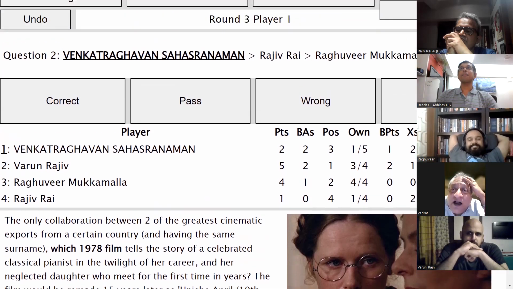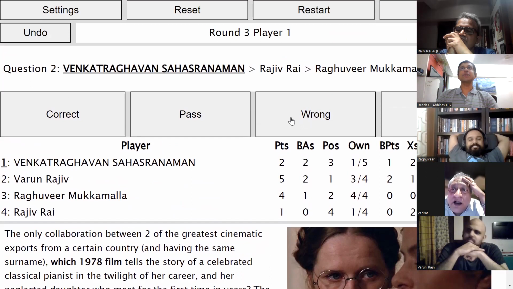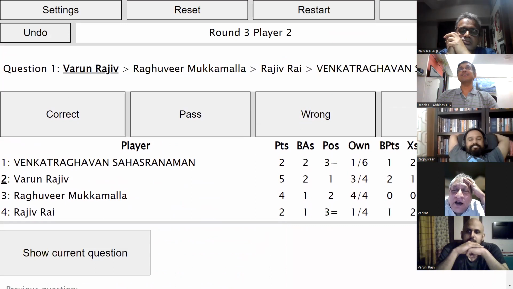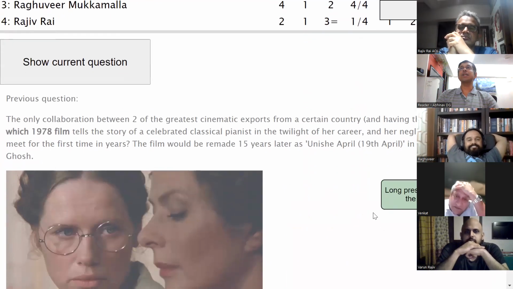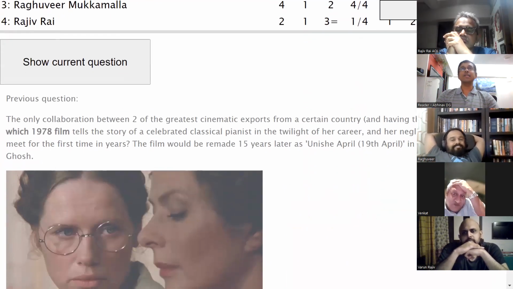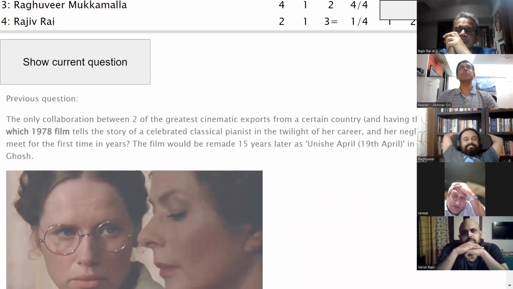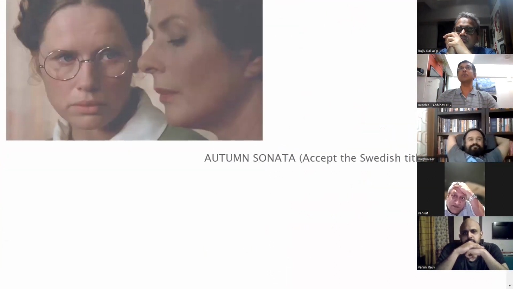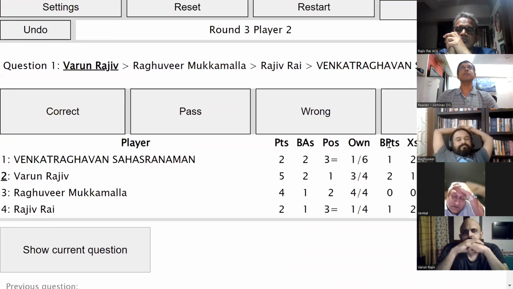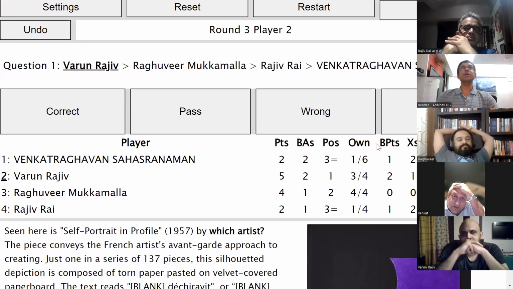Madam Sonata, no? Rajiv? Autumn Sonata. That's correct. Autumn Sonata or Höstsonaten. That's Ingmar and Ingrid Bergman, the two people, and that's Liv Ullmann along with Ingrid Bergman. Only time the two collaborated.